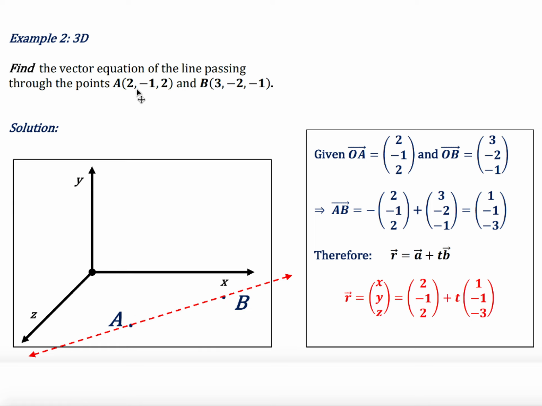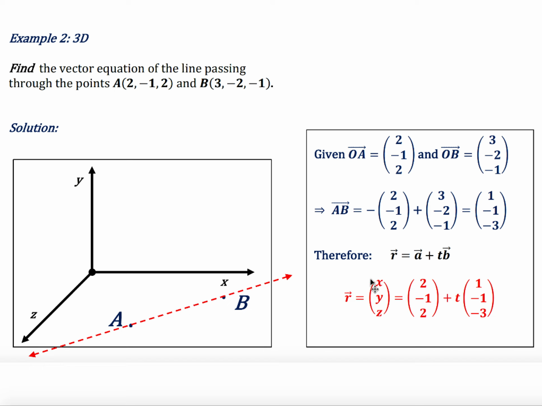Crude idea, A would be sort of over 2, drop down 1, come out 2 in Z, that's what that's saying. B would be over 3, drop down 2, go back 1. So this is kind of just crudely approximating where these points would be, just to give you a conceptual sense. Well, we want to come up with the equation of this line that's dotted in red.